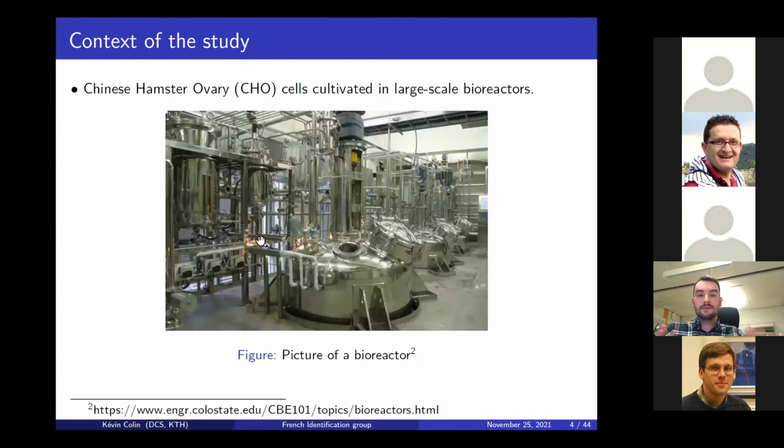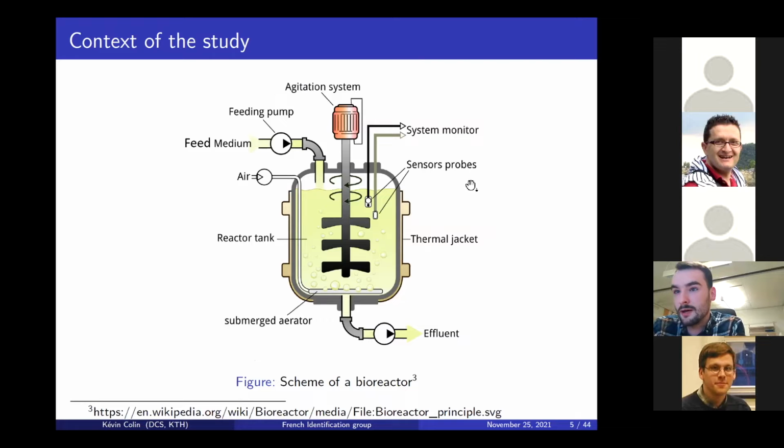Basically what we do is that we take these cells, we put them in bioreactors, and then we try to cultivate these cells in large-scale bioreactors. Here you have an illustration of one bioreactor with a capacity of 10,000 liters. So it's really a large-scale application of the cultivation of CHO cells. And a scheme of a bioreactor could be described as this. I'm going to be brief here.